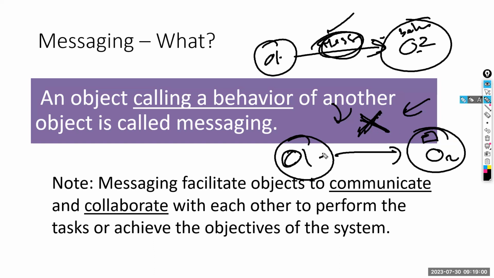How do you make sure that this object doesn't access these values, these attributes? Access means read or write.